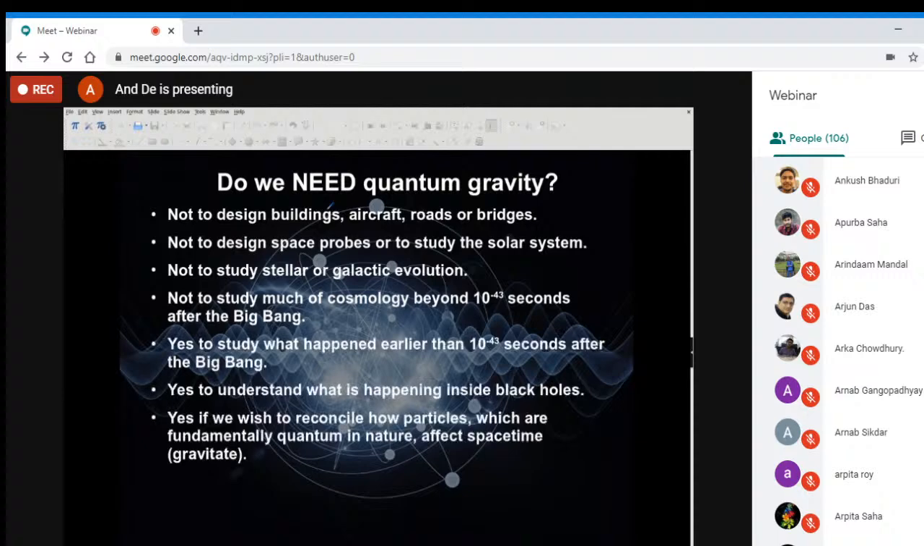You do need it, though, or at least we think we should need it, if you wish to study what happened 10 to the minus 43 seconds or earlier after the classical Big Bang. You do need it to understand what is happening inside black holes. Otherwise, you're stuck with a singularity. And if you wish to reconcile how particles, which are fundamentally quantum in nature, affect the space-time, in other words, how do quantum particles gravitate, we do need that thing.